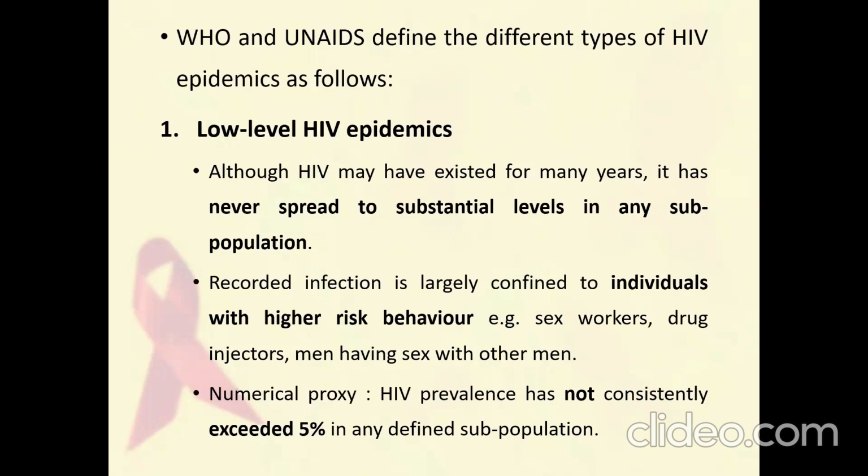WHO and UNAIDS define the different types of HIV epidemics as follows. First is low-level HIV epidemics. Although HIV may have existed for many years, it has never spread to substantial levels in any subpopulation. Recorded infection is largely confined to individuals with higher risk behaviors, for example, sex workers, drug injectors, or men having sex with other men. Numerical proxy: HIV prevalence has not consistently exceeded 5% in any defined subpopulation. So it is called low-level HIV epidemics, meaning only up to 5% prevalence.